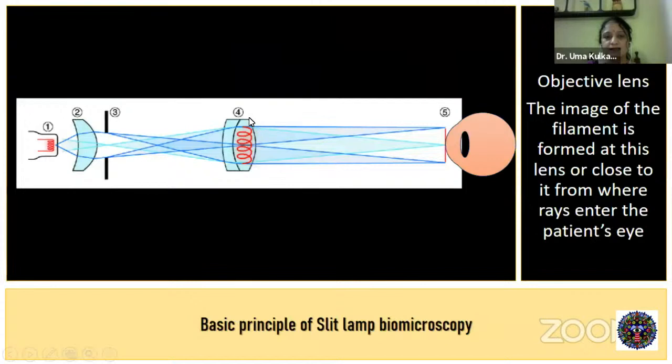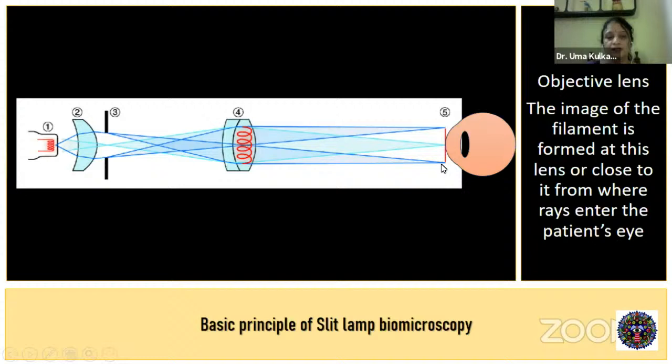Okay, the next is fourth. This is the lens where the image of this filament is formed. This is the lens from where the image of this is passing into our eye, into the patient's eye, sorry. So the image of this filament is formed at this lens and very close to it. And from there, it is directed into the patient's eye. And on the patient's eye, what falls is the vertical slit, if we are putting it as a vertical system.